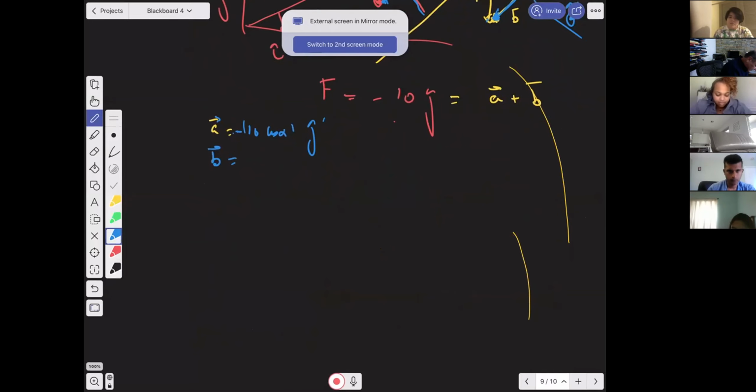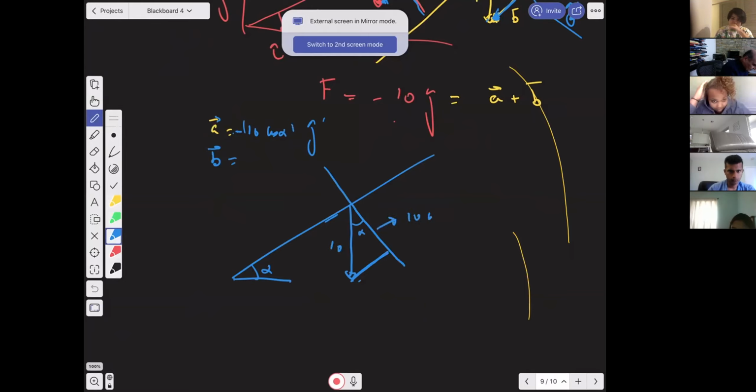I have this vector, and I have this picture. This is parallel to this. I have this angle, alpha. I have this magnitude, let's say 10. Can you tell me the value of this? It's 10 cosine of alpha. Can you tell me the value of this? 10 sine of alpha.